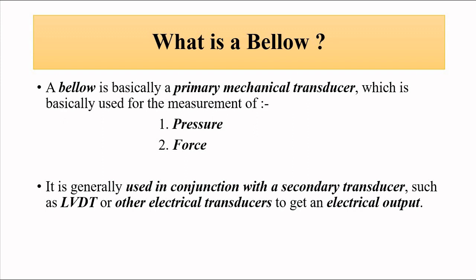In order to convert that into a suitable voltage or current signal, we have to use a secondary transducer which is of electrical nature. Many electrical transducers are available: resistive, capacitive, inductive. LVDT is a common choice, potentiometers are also used, inductive sensors are used, like that. Because we basically deal with electrical signals, to convert it into a suitable voltage or current signal, we have to use a secondary transducer. Then we connect it to proper signal conditioning and processing circuitry to get a proper digital output.